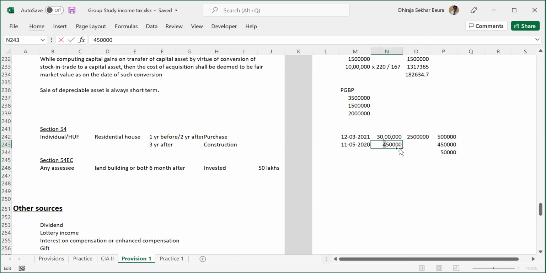Now, what if the investment was 5,50,000? What does happen now? We'll get a full 5 lakh exemption. Please remember, if it is 5,50,000, then the exemption will be 5 lakhs only. So it will be limited to the capital gain amount that you have calculated. It will never be more than that. Make sense, guys?